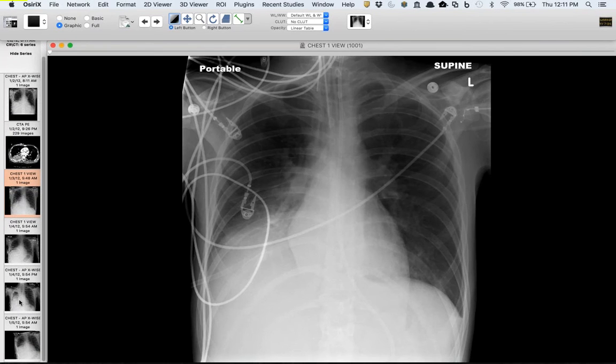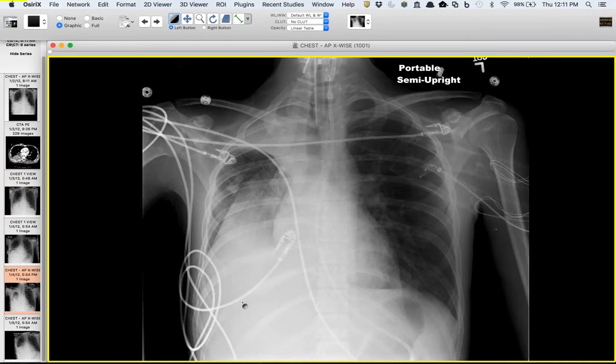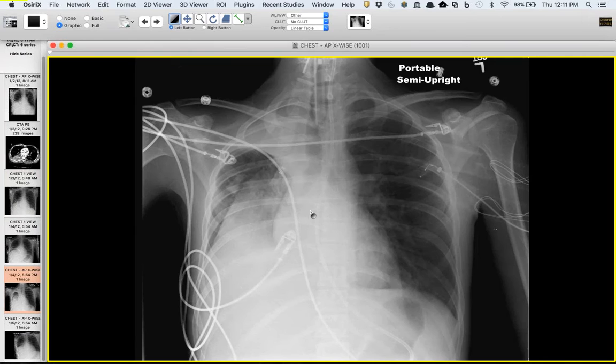And then on one of these images, here it is, the next day, now he has a really cool appearance to his right hemithorax. And this is a great one for residents because you can still see the right heart border, but you have complete right lower lobe atelectasis, and now you have a reverse S sign, or at least the upper half of it.